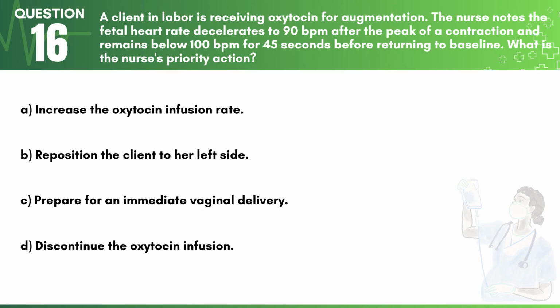Question 16. A client in labor is receiving oxytocin for augmentation. The nurse notes the fetal heart rate decelerates to 90 bpm after the peak of a contraction and remains below 100 bpm for 45 seconds before returning to baseline. What is the nurse's priority action? A. Increase the oxytocin infusion rate. B. Reposition the client to her left side. C. Prepare for an immediate vaginal delivery. D. Discontinue the oxytocin infusion.